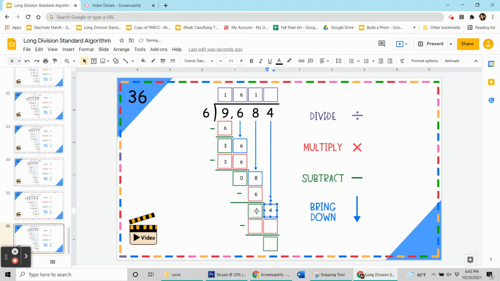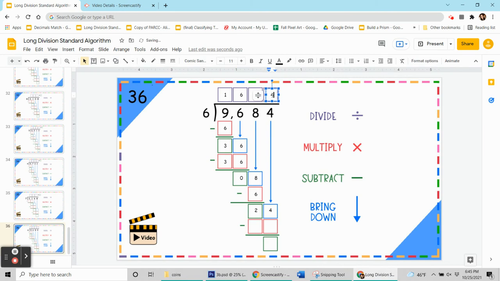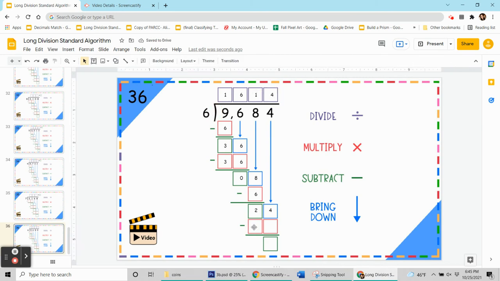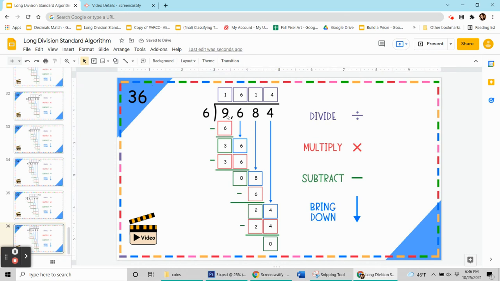We divide again. So now we're doing 24 divided by 6, which is 4. And then we multiply that out to find out if we have a remainder. So 4 times 6 is 24 exactly, which means when you subtract, there's nothing left over. That means that 9,684 is a multiple of 6. It means that 6 is a factor of 9,684.